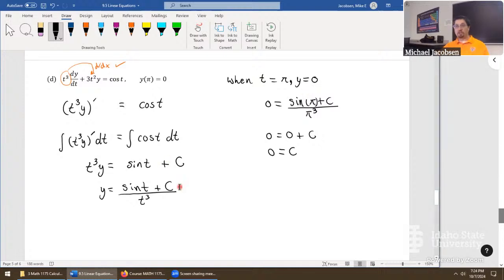Coming back over here, we plug in the value of 0, so now we're essentially done. We can say y equals sine t divide by t cubed, and that's the one and only function that not only solves the differential equation, but also has this feature of the function. At pi, we get value 0.